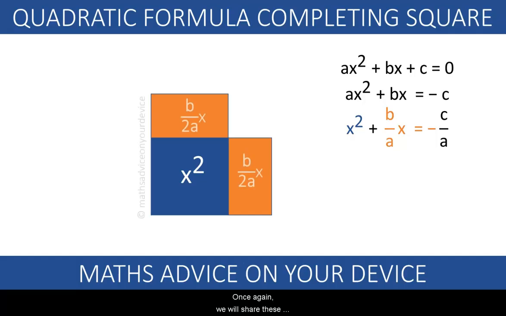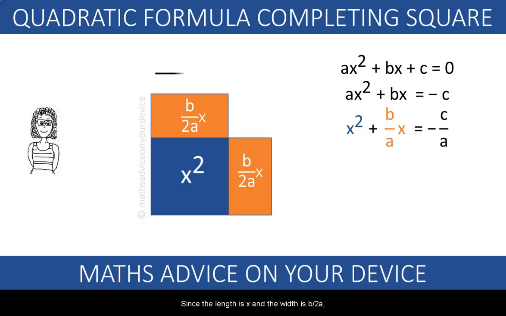Once again, we will share these rectangles into two smaller equal rectangles. Each rectangle must contain half of the area, so half of b over a is b over 2a. Writing the number 2 in the denominator tells you that the term is half. Each orange rectangle has a length x and a width b divided by 2a.